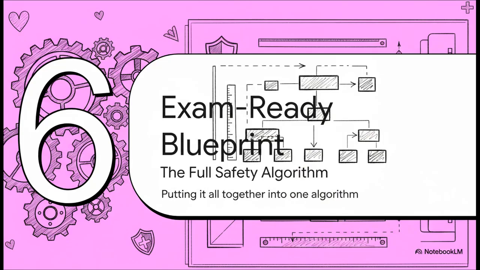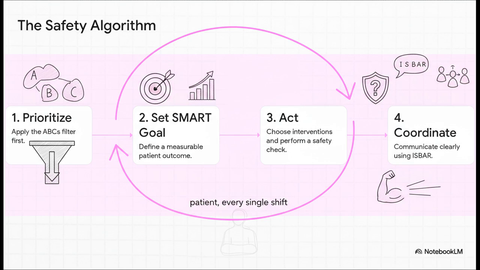Wow, we have covered a lot of ground. We've built this whole algorithm piece by piece. Now, let's put it all together into one simple exam-ready blueprint. And here it is, the entire process on one slide. It's a loop. First, you prioritize using your ABCs. Second, you set a measurable SMART goal. Third, you act, but you always run it through that critical safety checkpoint. And fourth, you coordinate care and communicate clearly using a tool like ISBAR. This is the loop you run for every single patient all shift long.